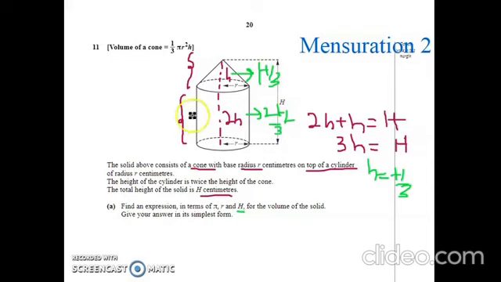Volume of the solid. So volume of cone is 1 upon 3 pi r square h. So 1 upon 3 pi r square, and my height is h upon 3, plus the volume of the cylinder. Now volume of cylinder will be pi r square h, base area into height. So my base is a circle, pi r square, and h is 2h upon 3.